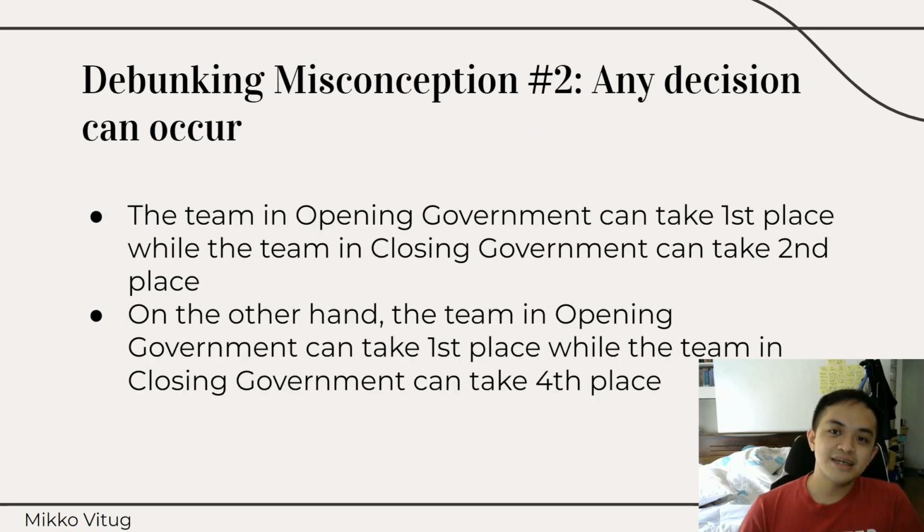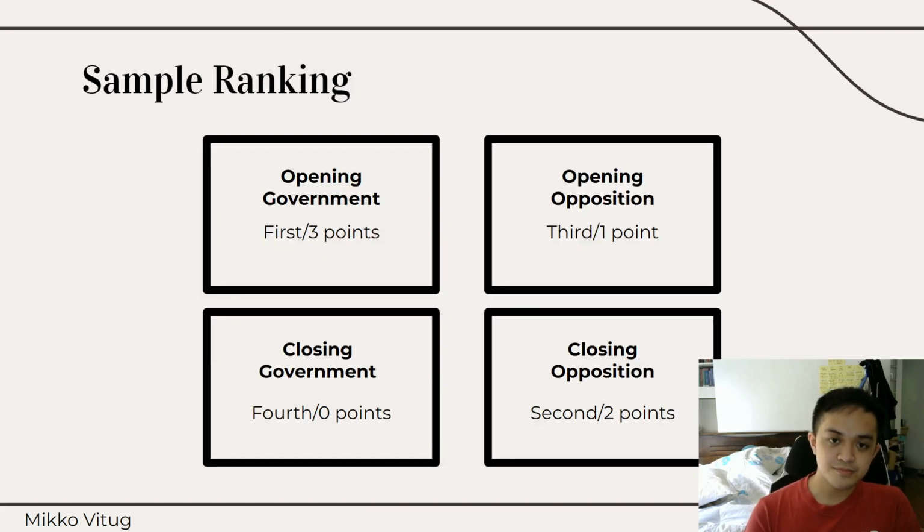The second thing is that any decision can occur. The team in opening government can take first, and the team in closing government can take second. But it's also possible that the team in opening government takes first, while the team in closing government is fourth or is last. So here's a sample ranking of a debate. You will rank all the teams from first to fourth, and there is a corresponding point equivalent. So if you get first, you'll get 3 points. A second is 2 points, a third is 1 point, and the fourth is 0 points.